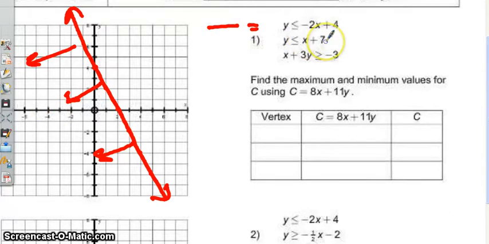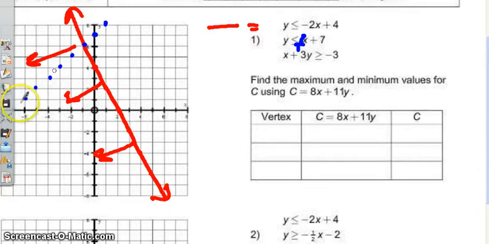Y is x plus 7. Where's our starting point? 7. What's our slope? 1. Good. There's a 1 there, 1 over 1. And it should definitely point up, so it looks just like that. Solid or dotted? Solid. Got an equal sign.